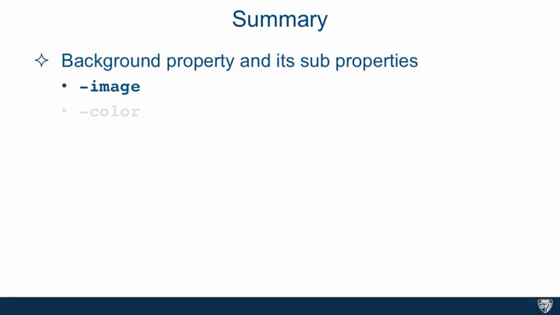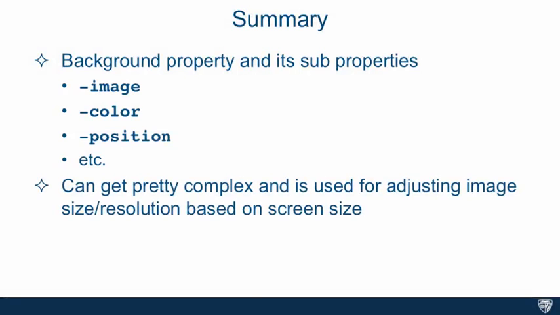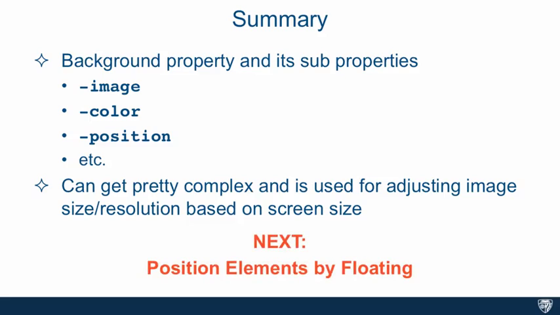Okay, so to summarize, we spoke about the background property and its sub-properties, image, color, position, etc. The background property can be pretty simple, but it can also get pretty complex, and it's used for adjusting image size and resolution based on screen size. Now, I know we haven't seen that because we haven't seen media queries yet, but we will in just a few lectures. Next, we're going to talk about positioning elements by floating.